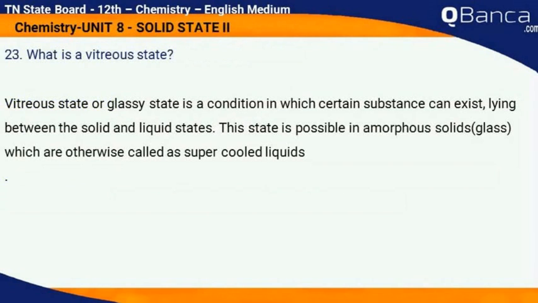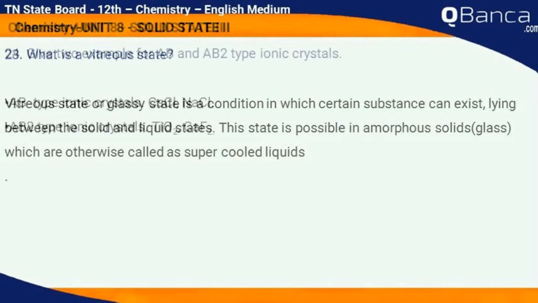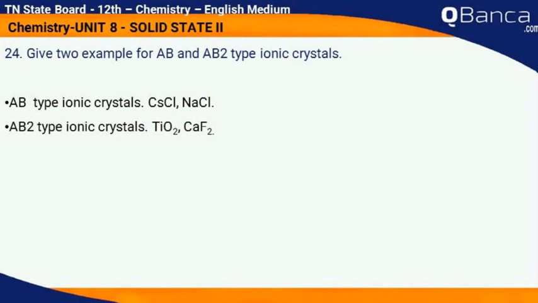What is a vitreous state? Vitreous state or glassy state is a condition in which certain substances can exist lying between the solid and liquid states. This state is possible in amorphous solids, glass, which are otherwise called supercooled liquids. Give two examples for AB and AB2 type ionic crystals. AB type ionic crystals: CsCl, NaCl. AB2 type ionic crystals: TiO2, CaF2.